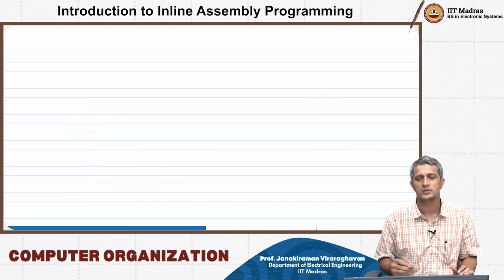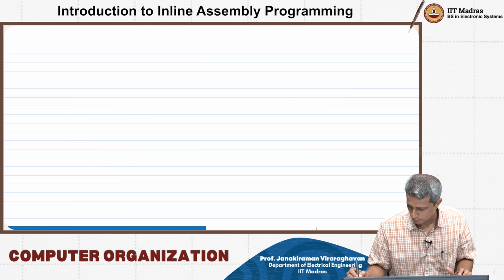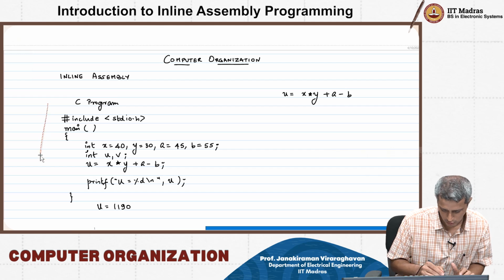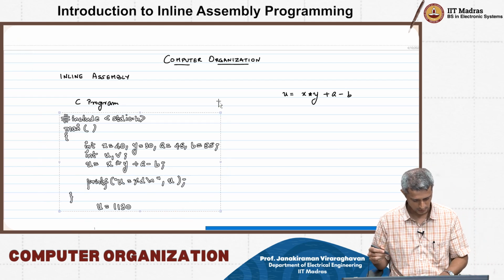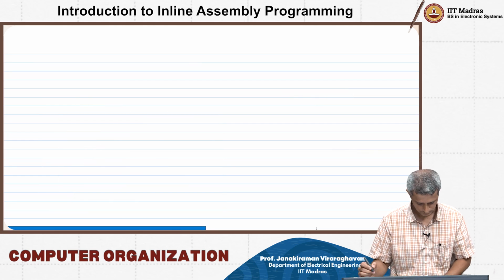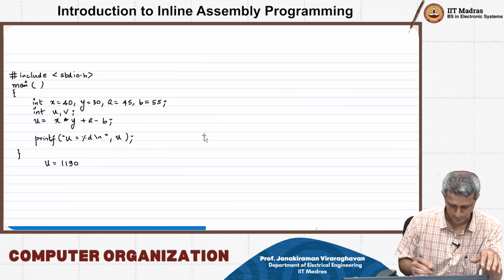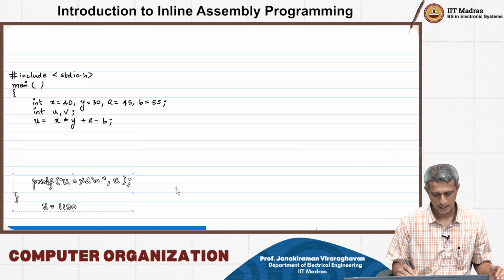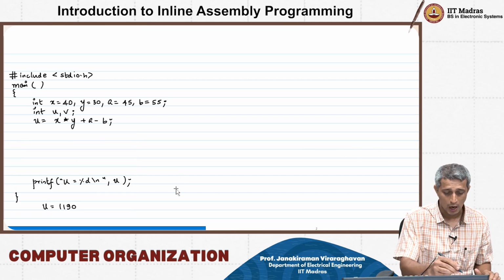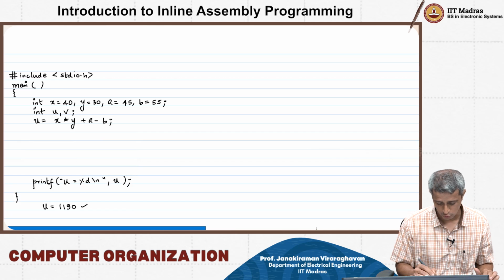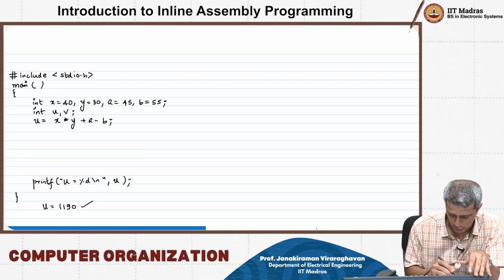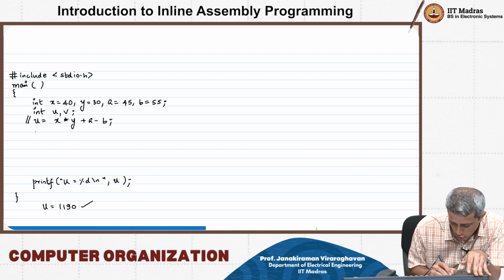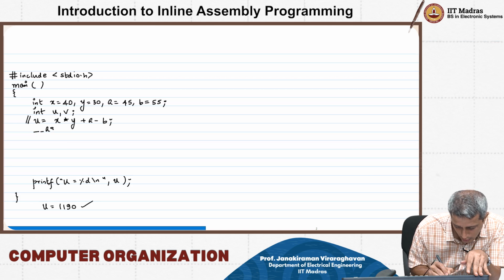So what you will do is take the same C program. I will not rewrite the whole thing, I'll just copy it to the next page and move this down. The aim is that the output of this program should still be the same. We don't want anything else. So instead of doing this operation, which I will comment out, I am going to switch to assembly language programming.